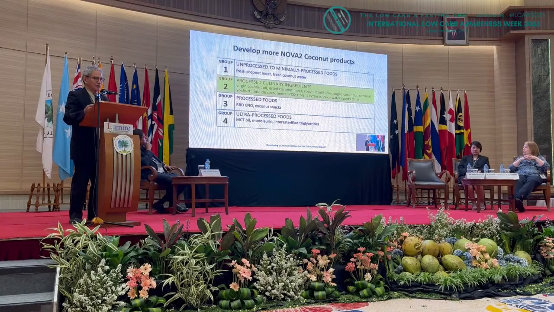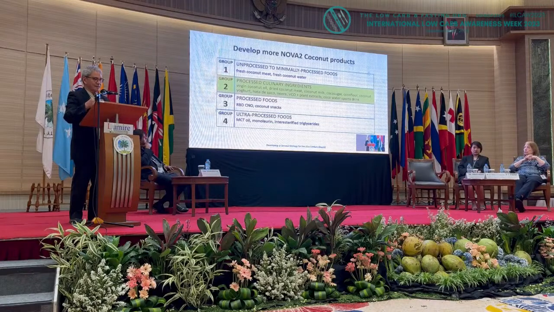And then group 3 coconut products would include RBD coconut oil, so it's refined, bleached, and deodorized coconut oil, and perhaps some coconut snacks. RBD coconut oil has undergone quite a number of steps to make it edible, so that's group 3. And then ultra-processed foods would include MCT oil, which are made by a chemical process, monolaurin, interesterified triglycerides. So those are group 4.